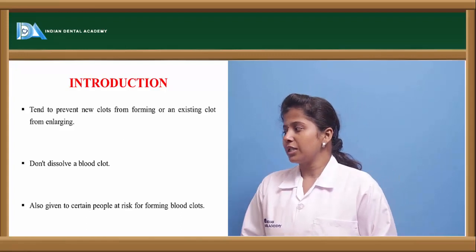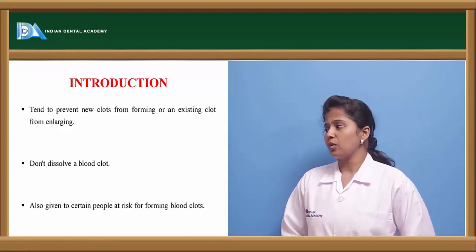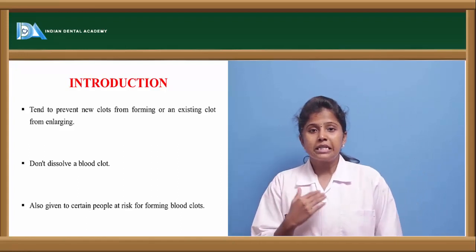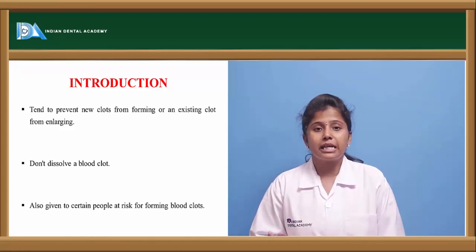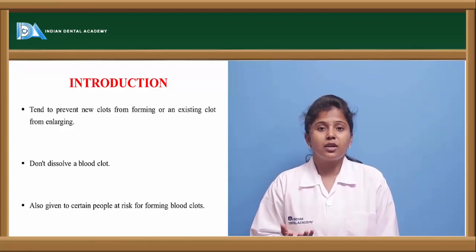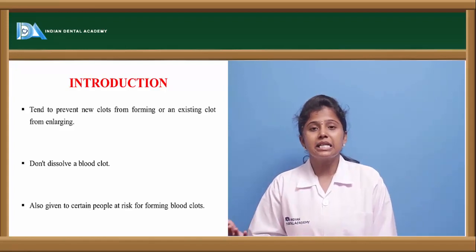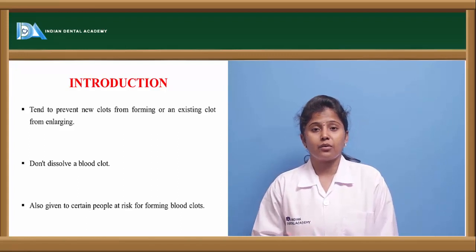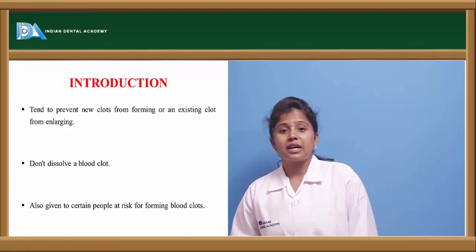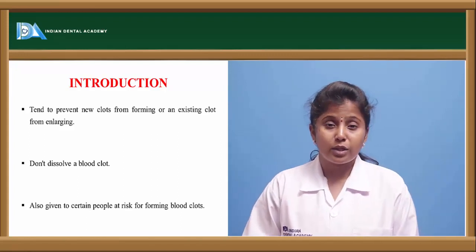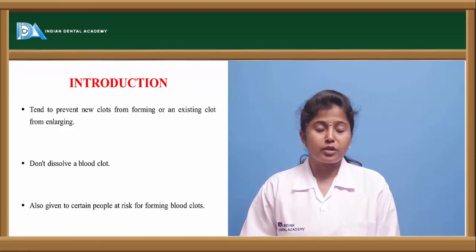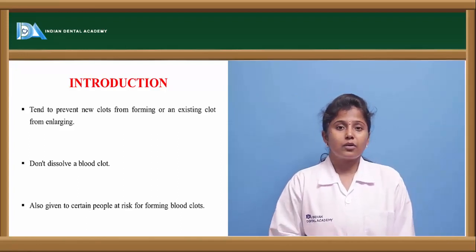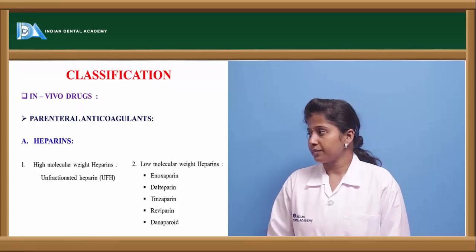These are also given to certain people who are at risk of forming blood clots. By the biological functions of their body, we can say that this person is more prone to clot. If there is a high thrombocyte count, then we can say that this person has more chances of blood clot formation. So in such people, we can give these drugs beforehand in order to prevent blood clot formation.